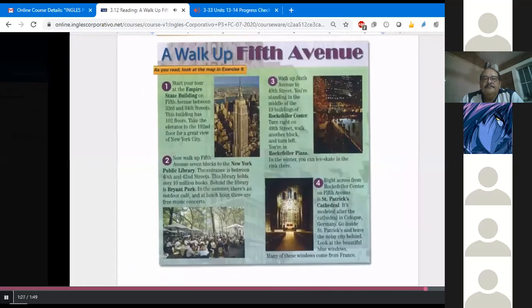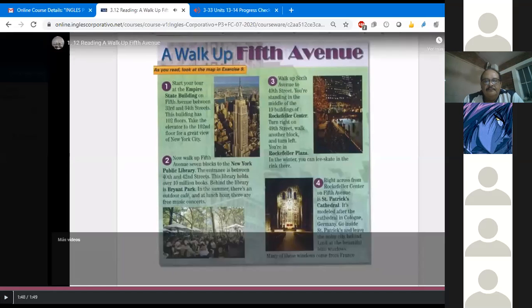4. Right across from Rockefeller Center on 5th Avenue is St. Patrick's Cathedral. It's modeled after the cathedral in Cologne, Germany. Go inside St. Patrick's and leave the noisy city behind. Look at the beautiful blue windows. Many of these windows come from France.